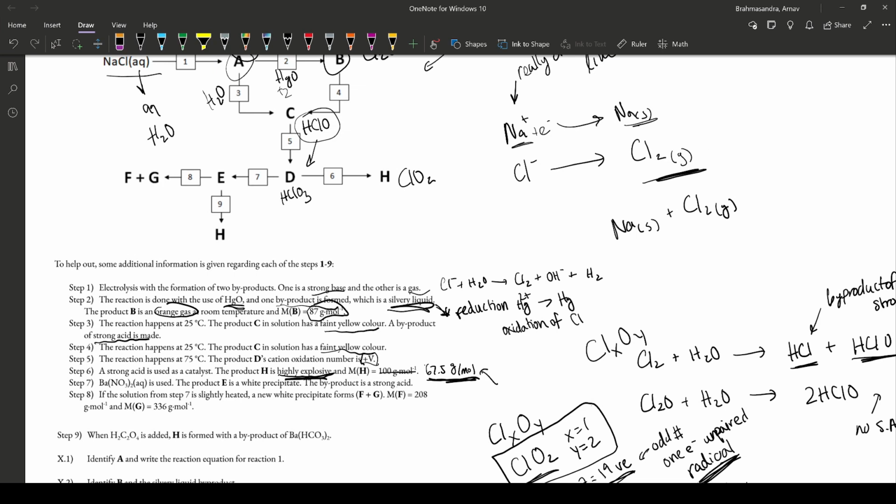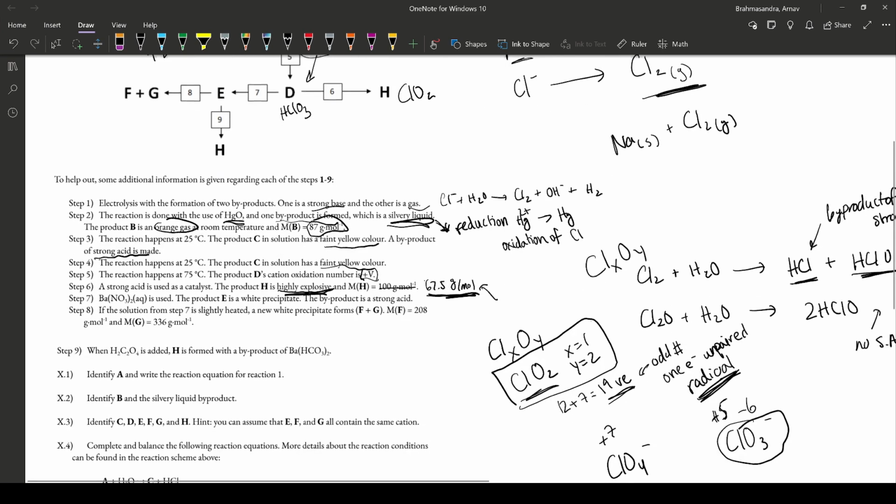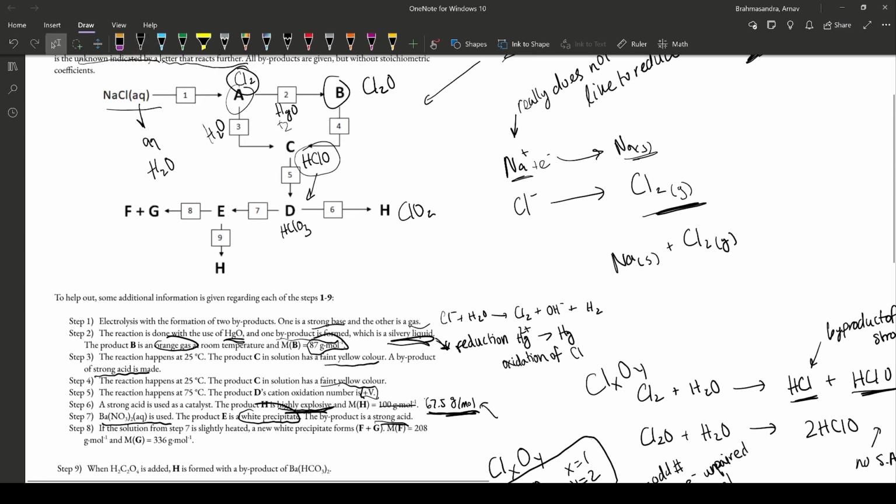Now let's go to step 7. We see that barium nitrate is used. The product E is a white precipitate. The byproduct is a strong acid. Okay, so this one isn't very difficult at all. We have HClO3, which is a strong acid, remember that. And we have barium nitrate mixed in. So this is a classic double replacement reaction. Double replacement.